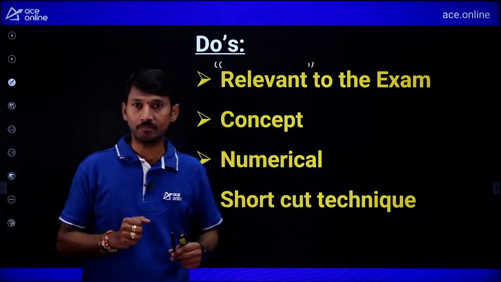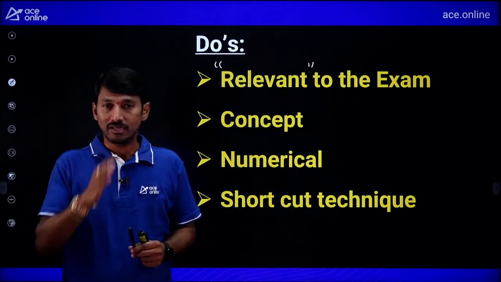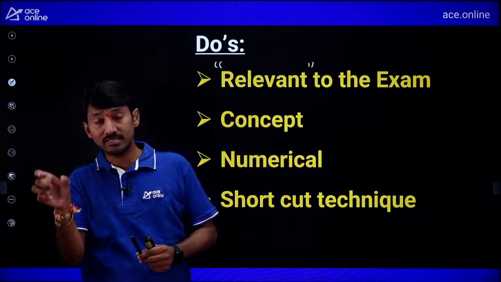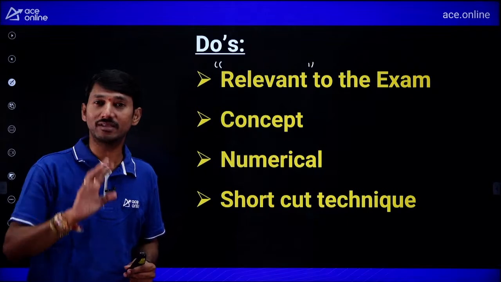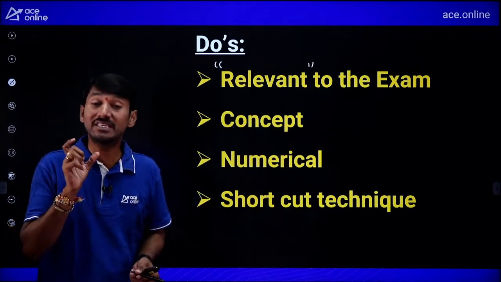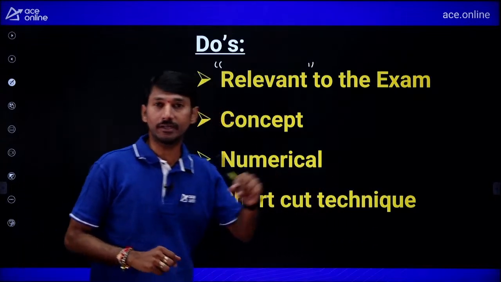Suppose one method is there. In our measurement, for range of error calculation, some number of values will be given. The conventional method takes 4-5 steps, but a single-step shortcut technique is also there. Like that, a few methods, topics and questions can be solved by shortcut techniques. That's why follow the shortcut technique.